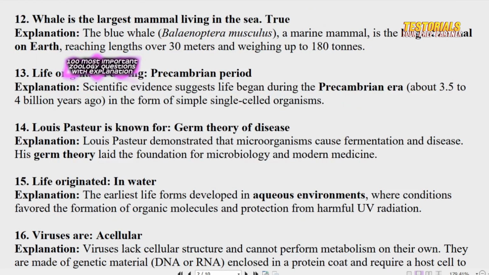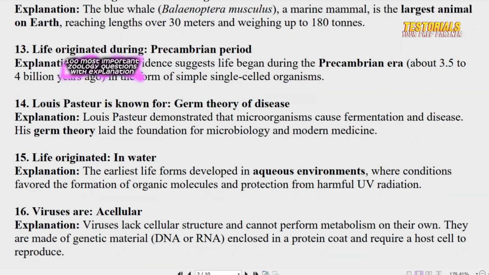13. Life originated during Precambrian period. Explanation. Scientific evidence suggests life began during the Precambrian era, about 3.5 to 4 billion years ago, in the form of simple single-celled organisms.